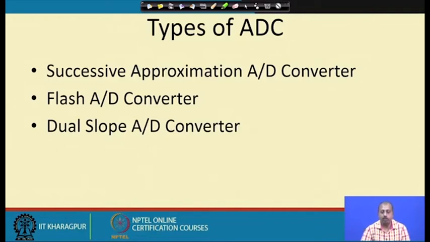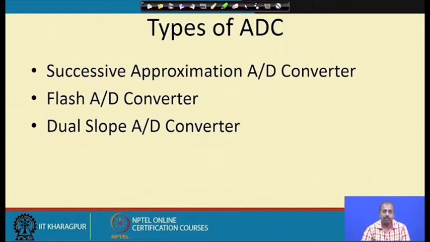The successive approximation AD converter is a serial converter. It will try to guess what the value of the analog signal is. Accordingly, it will set some bits, and then if the signal value is higher than the guessed value, it will turn on some more bits. We will see how this is done. In a step by step fashion, for an n bit ADC, it will do this in n steps by setting and resetting the bits.